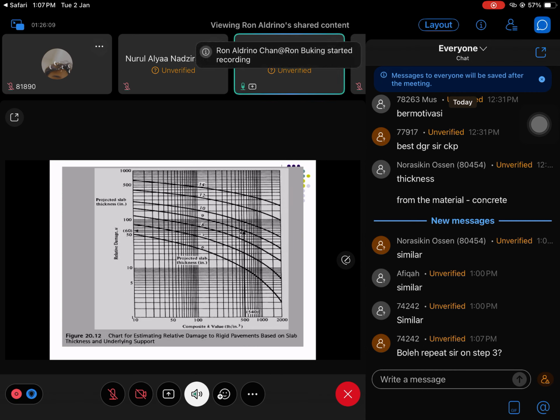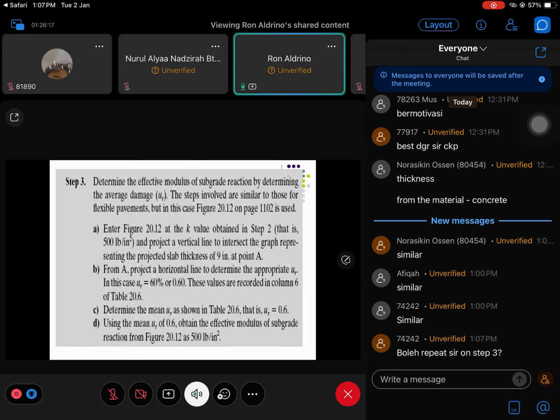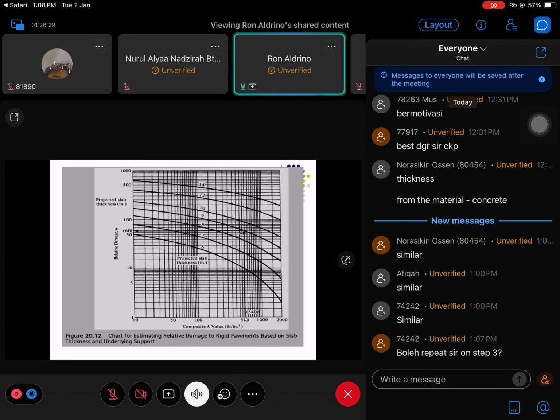You use this figure to identify your relative damage. How do you identify relative damage? You take the value from step 2, which is about 500 pound per inch square, and you use this table. You find the 500 pound composite K value at the bottom on the x-axis.